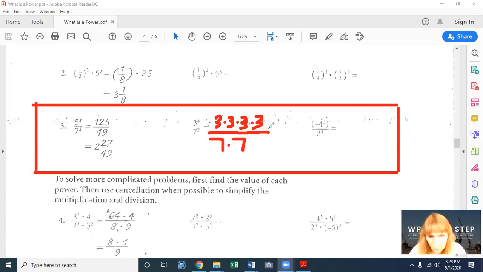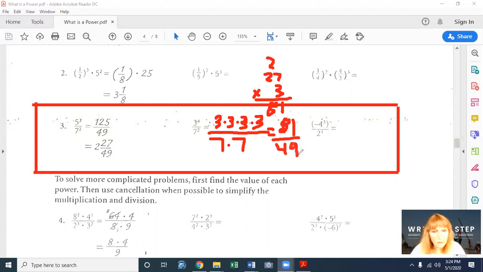So that comes to 3 times 3 is 9. 3 times 9 is 27. 27 times 3. I'm going to do that like this. If I don't know it off the top of my head, I'm going to go and multiply it out vertically. 3 times 7 is 21. Carry the 2. 2 times 3 is 6, 7, 8, 81. So 81 on the top. And on the bottom, I get 49. 7 times 7 is 49.